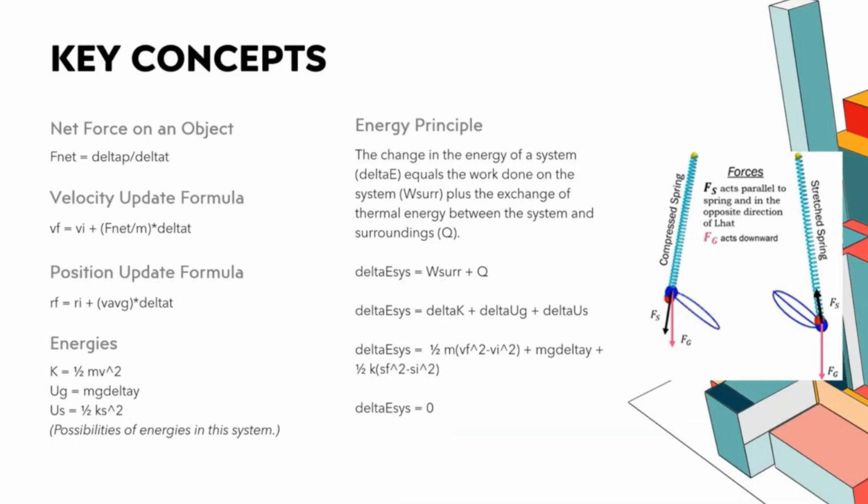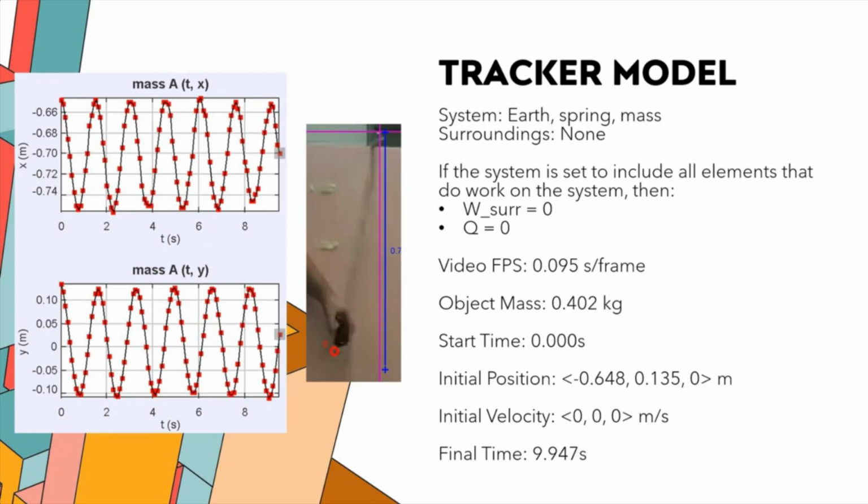Key concepts: net force on an object, velocity update formula, position update formula, energies, and the energy principle. And on the right, you can see an image of the springs and the forces acting on them. The Tracker model: the system is the earth, spring, and mass, and there are no surroundings. If the system is set to include all elements that do work on the system, then the work of the surroundings is 0 and the heat is 0.